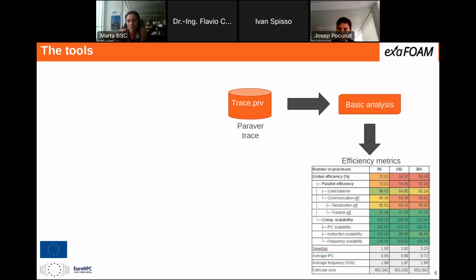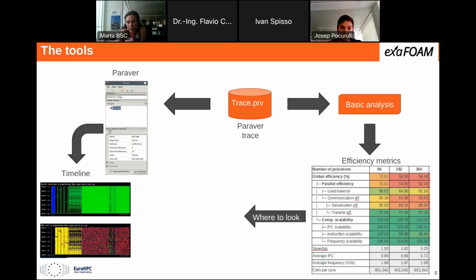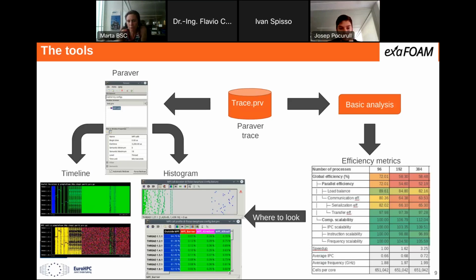Next. And with this, we can open the Paraver trace file with Paraver, which is a visualizer of the traces. With Paraver, we can analyze in detail what's going on inside the execution. Paraver has different views. One kind of view is the timeline. The timeline is these kinds of windows that you are seeing here at the bottom, or we can also see histograms. This allows us to get a very detailed performance analysis of the traces that we obtain.